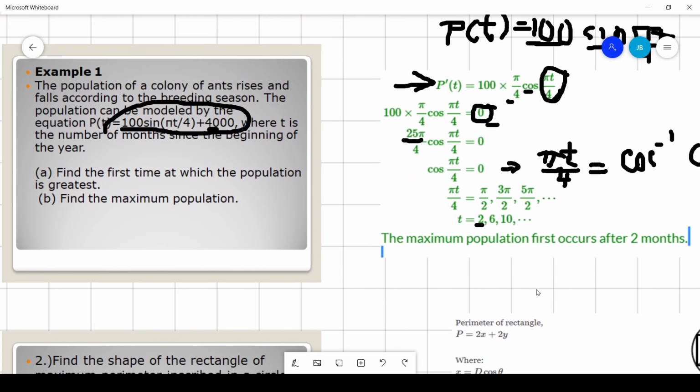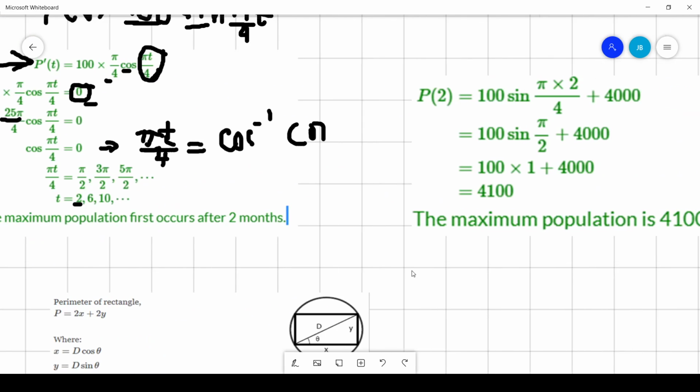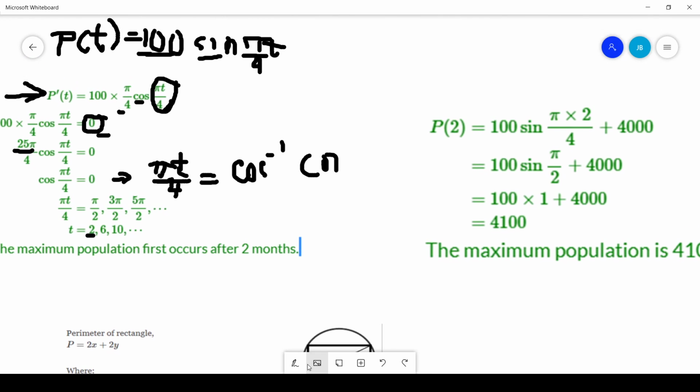Now for letter B, find the maximum population. So to find the maximum population, you just go back to the original equation, which is this one plus 4,000.